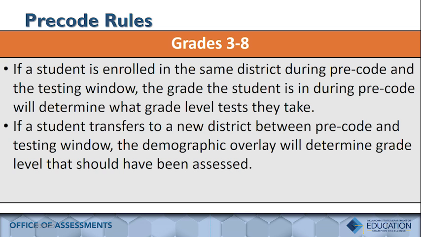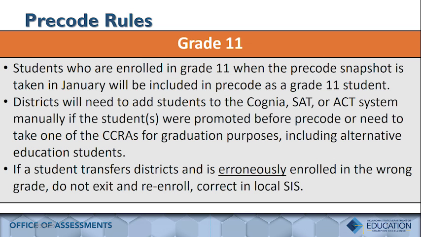If a student is enrolled in the same district during Precode and the testing window, the grade the student is in during Precode will determine what grade level tests they take. If a student transfers to a new district between Precode and testing window, the demographic overlay will determine grade level that should have been assessed. Students who are enrolled in grade 11 when the Precode snapshot is taken in January will be included in Precode as a grade 11 student.